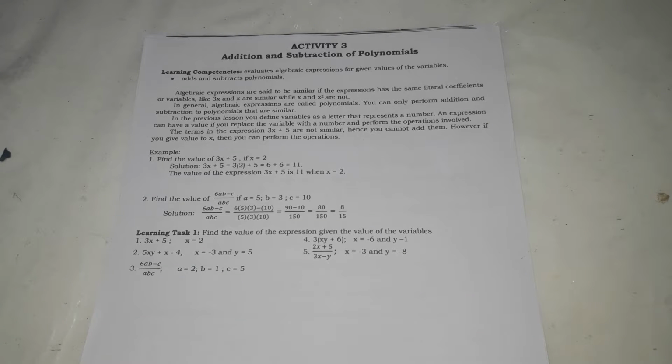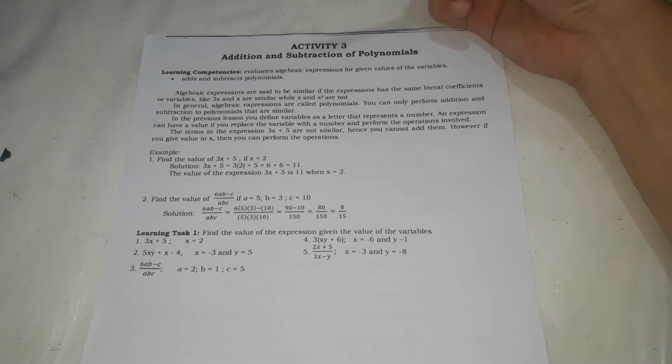Now we're going to evaluate algebraic expressions for given values of the variables and add and subtract polynomials. So last time we talked about algebraic expressions. Algebraic expressions are said to be similar or dissimilar. So there are dissimilar and similar algebraic expressions.